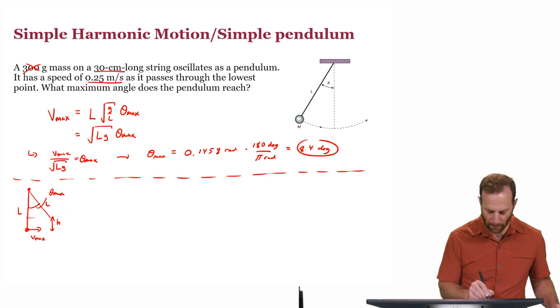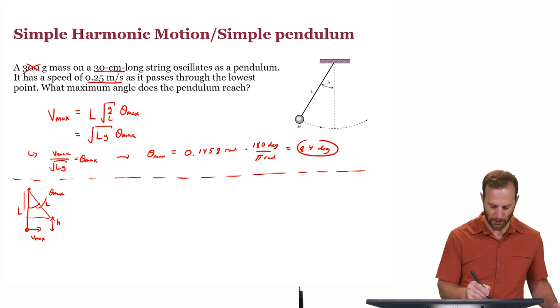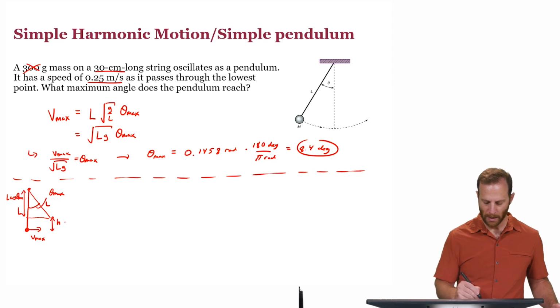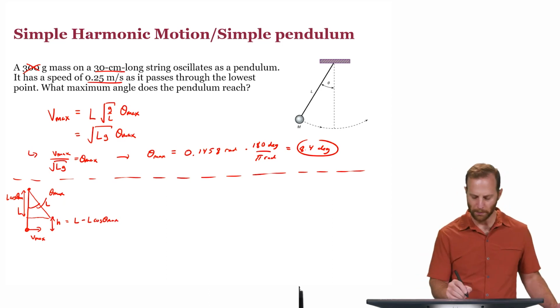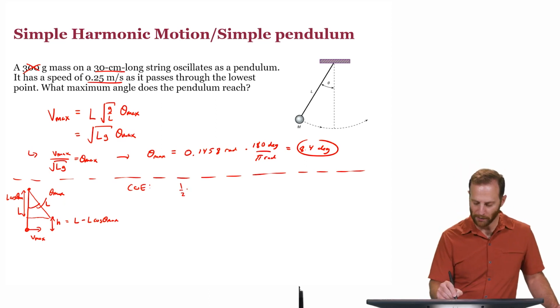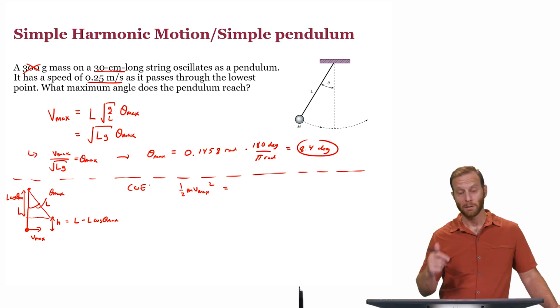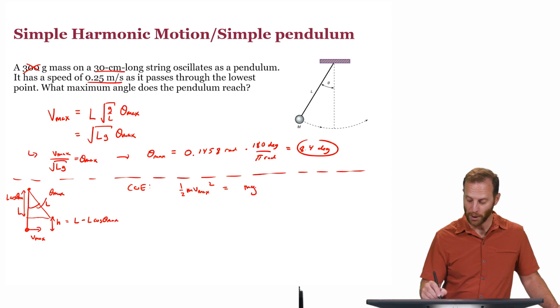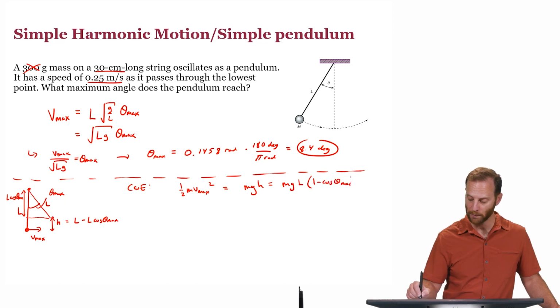That means that because this distance here is L times cosine of theta max, the height is equal to L minus L cosine of theta max. Conservation of energy tells us that the initial energy, 1/2 m v max squared, is equal to the final energy, no kinetic but all potential, mgh, which is mg times L, 1 minus cosine of theta max.